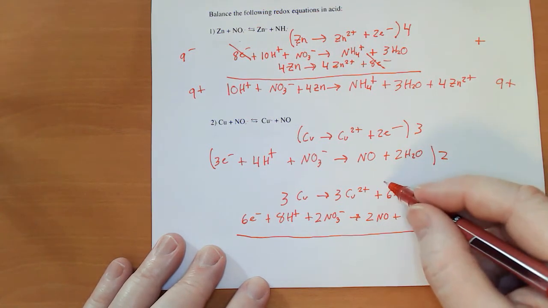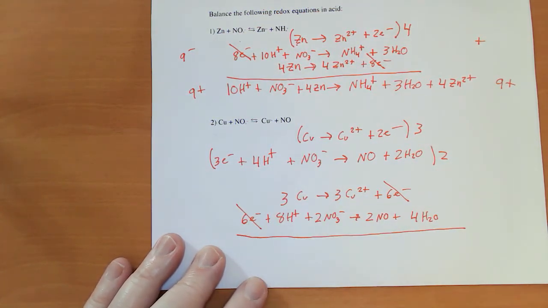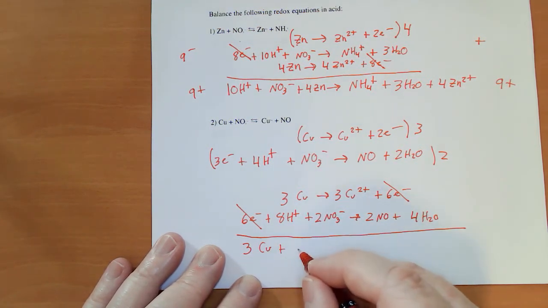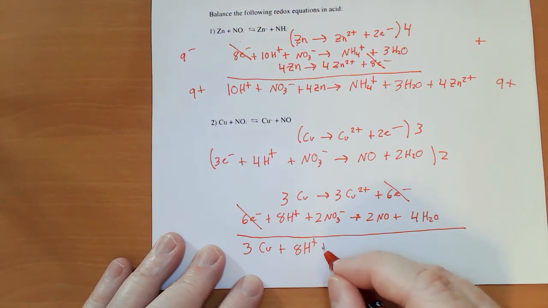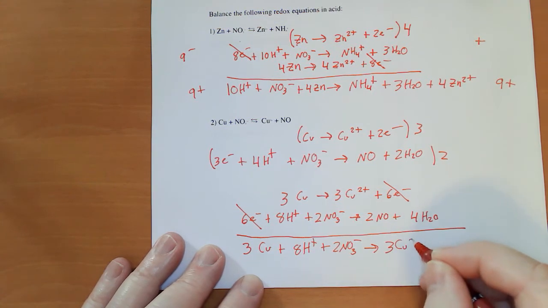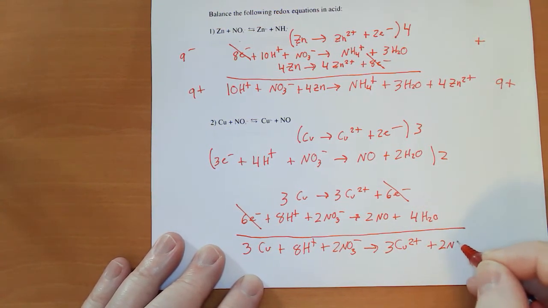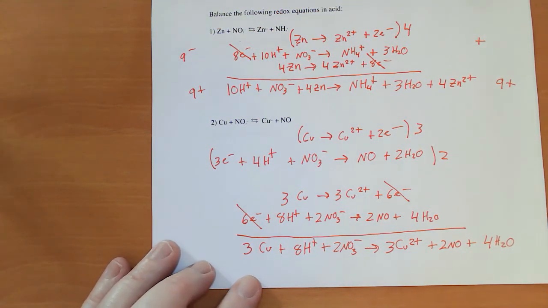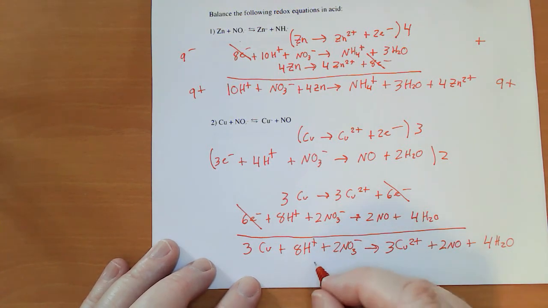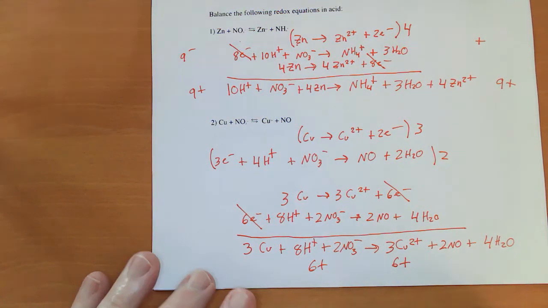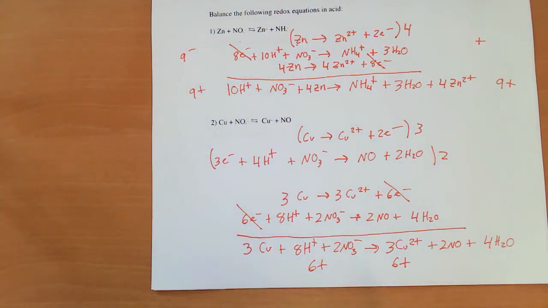Okay. Only thing that's going to cancel this time also is the electrons, which leaves me with 3 Cu plus 8 H plus 2 nitrates to give me 3 Cu2 plus 2 NO plus 4 H2Os. Now to do a check of the charge, 8 plus and 2 minus is 6 plus, and 2 times 3 plus is 6 plus. So we've got some that are balanced.